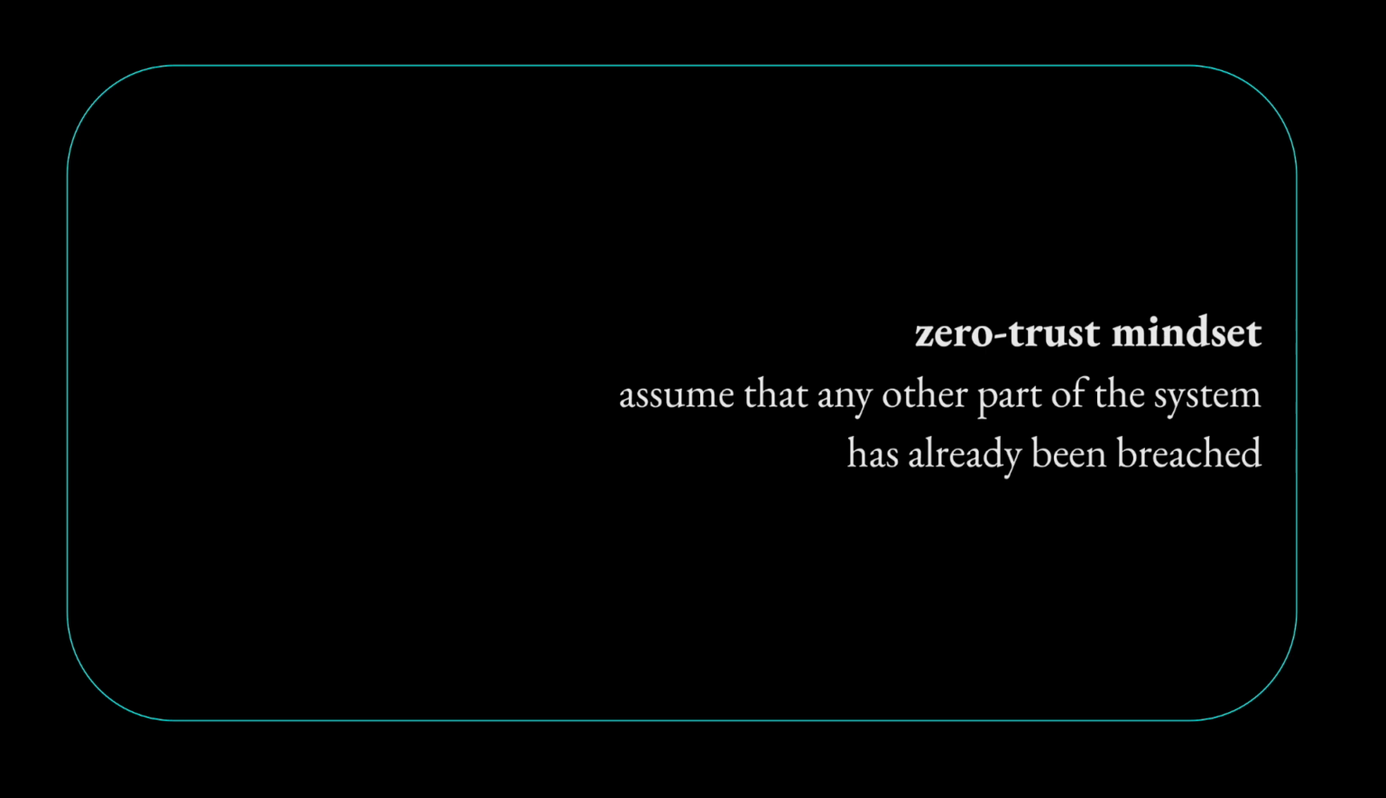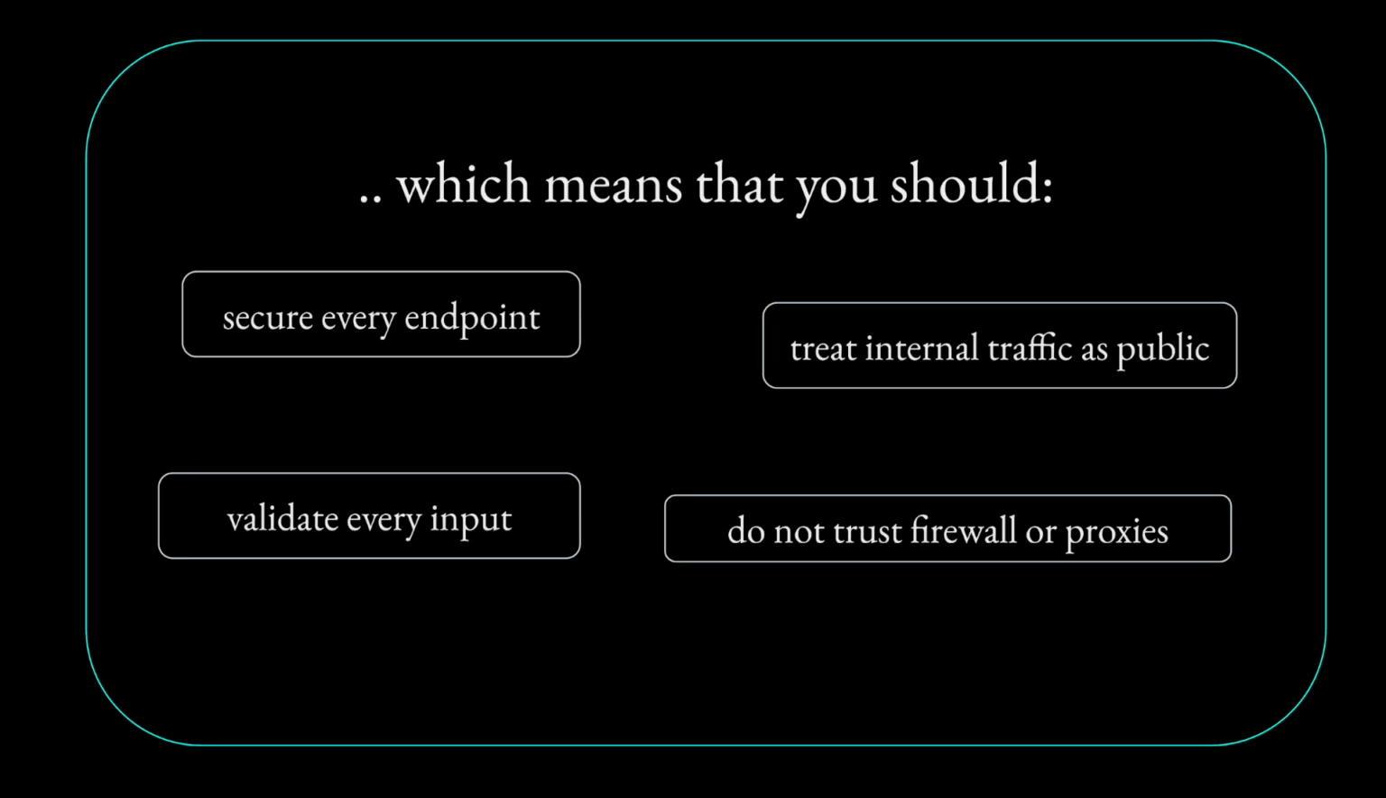Here's what it means in practice. Secure every endpoint and treat internal traffic as if it were public. Validate every input and don't assume that your firewall will block everything and proxies will sanitize harmful headers.